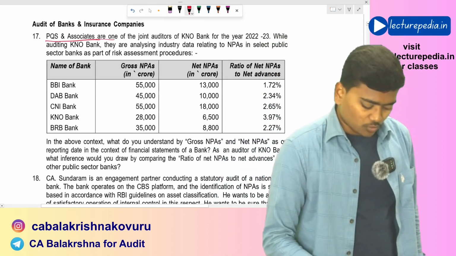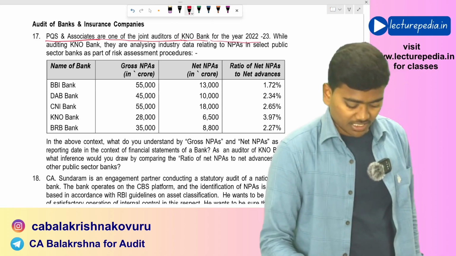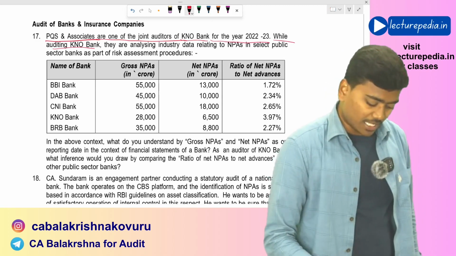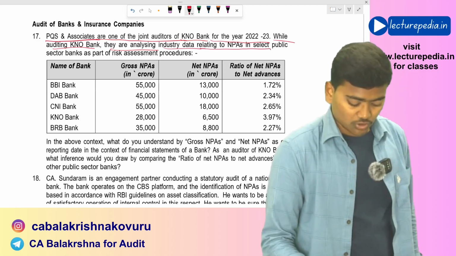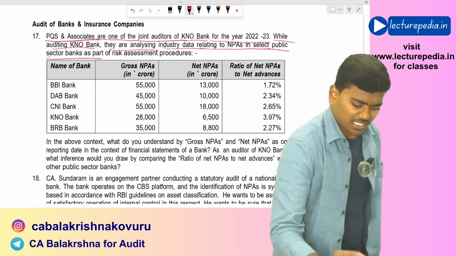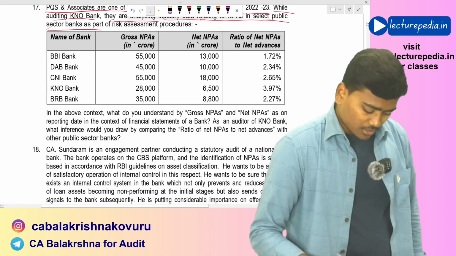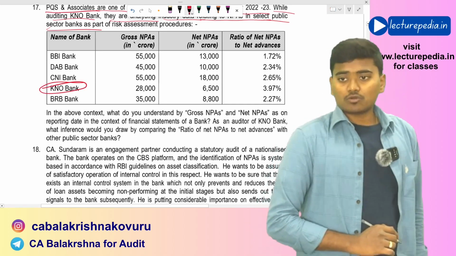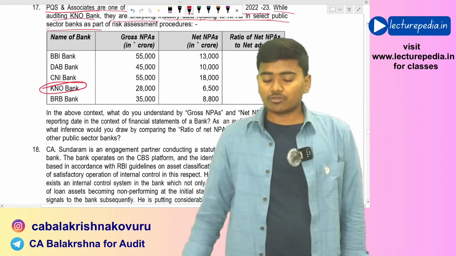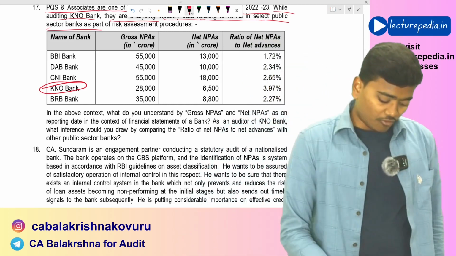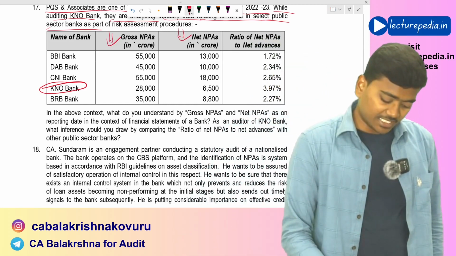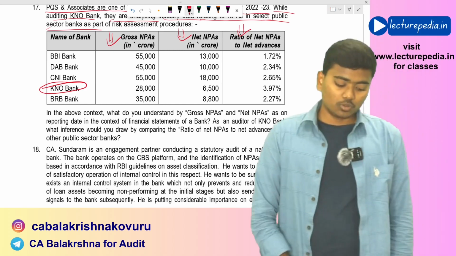PQS and Associates are one of the joint auditors of Canva Bank for the year 22-23. While auditing Canva Bank, they are analyzing industry data relating to NPAs in the selected public sector undertakings. Okay, so this is our bank, Canva Bank. Along with Canva Bank, they have also given the details with respect to other banks of gross NPA, net NPA, and ratio of net NPA to net advances.